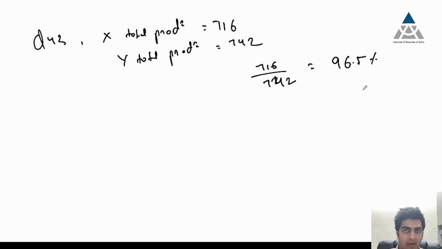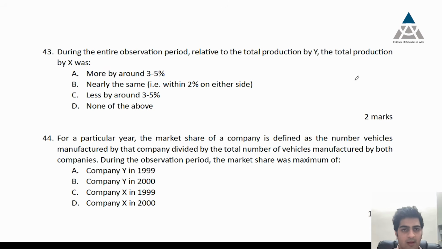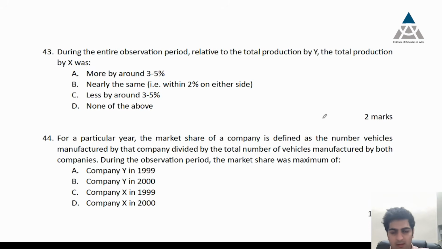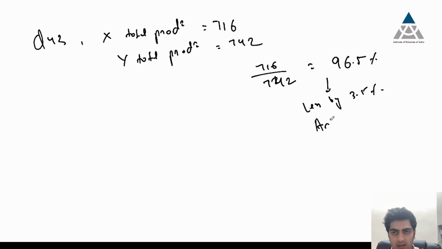So it's less than Y by roughly 3-4%. More by 3-5, no. Nearly the same, no. Less by around 3 to 5%. So this is the answer, that relative to Y, X's production was less by 3 to 5%. To be more specific, it means less by 3.5%, and this means that your answer is option C, correct? So that was again a straightforward one: just total productions, calculate the ratio and you should get the answer.